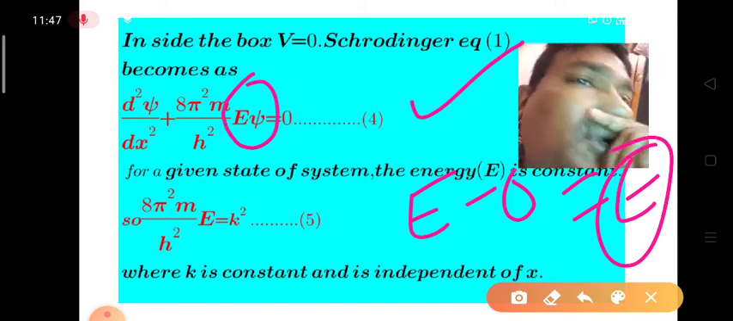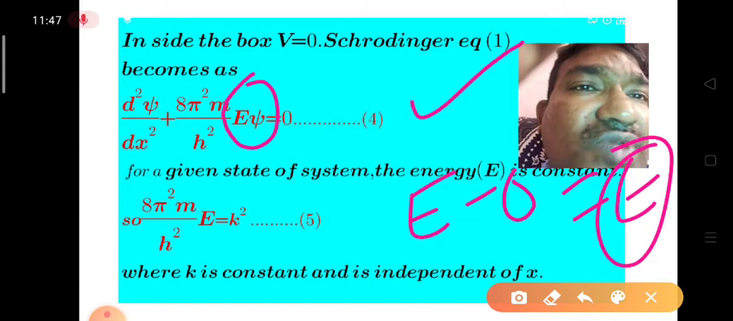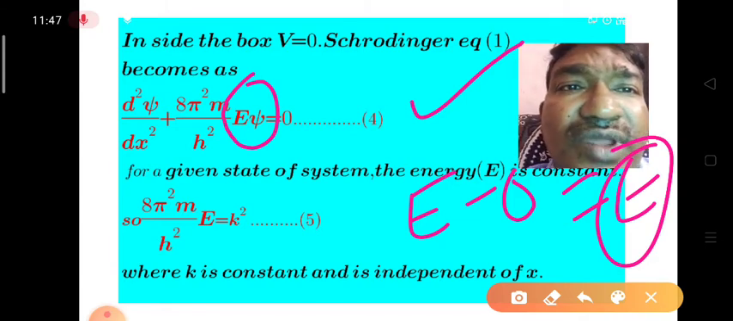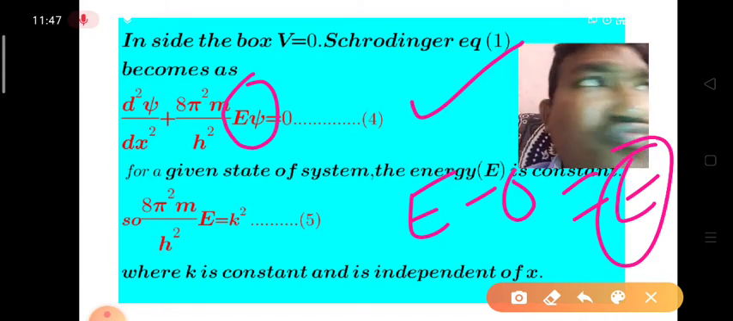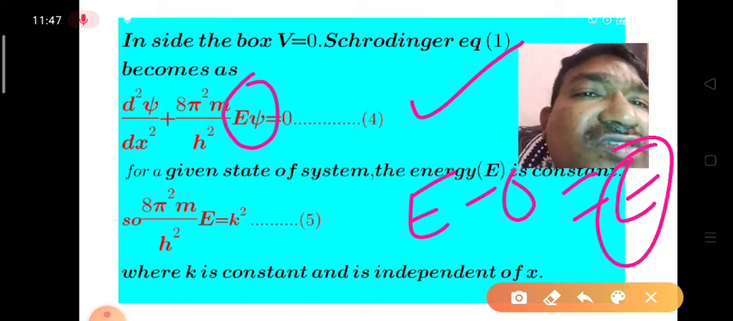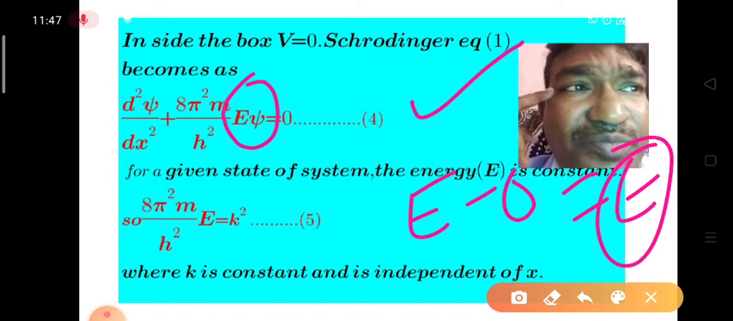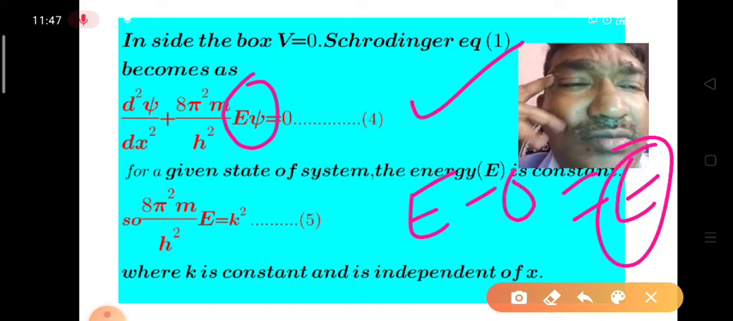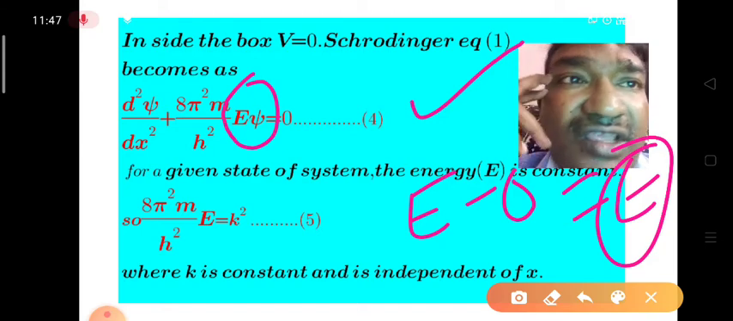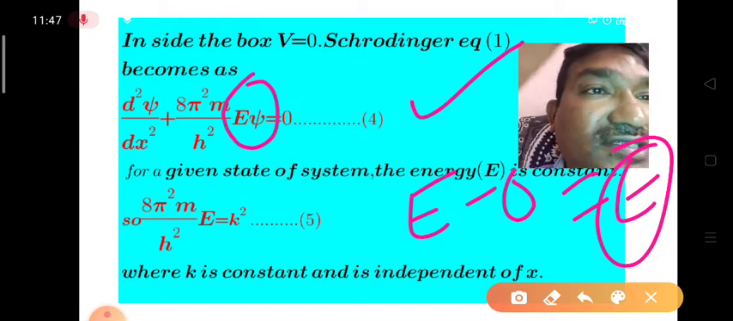So now equation 1 becomes d square psi upon dx square plus 8 pi square m upon h square into E psi is equal to 0. We consider this as equation 4. So equation 3 is obtained by taking potential energy as infinity, and equation 4 is obtained by taking potential energy as 0.